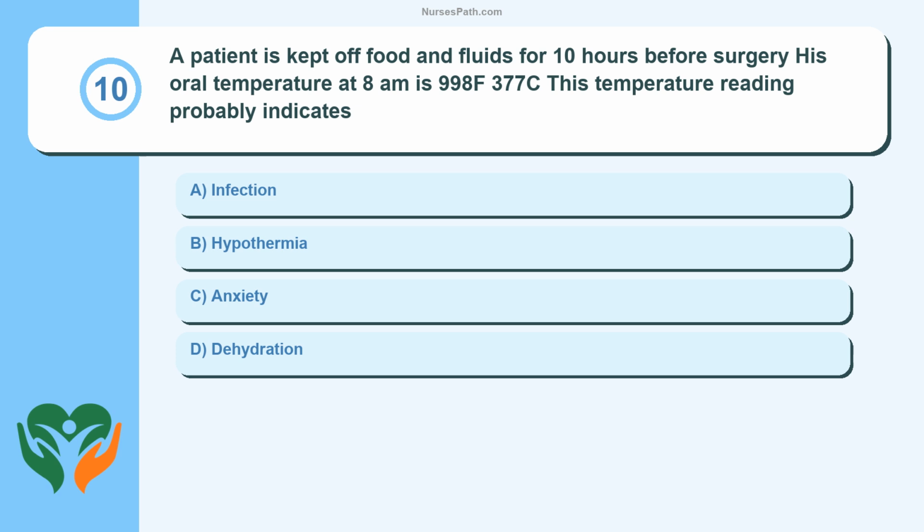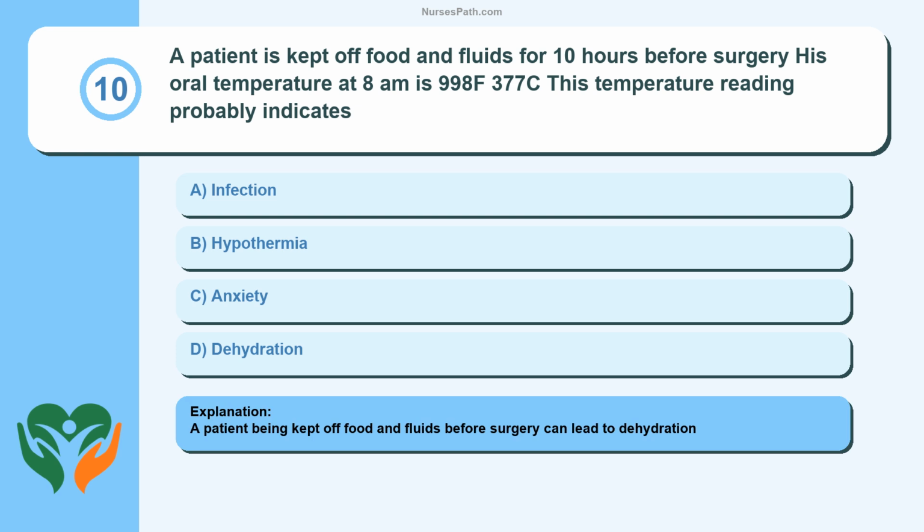Question 10. A patient is kept off food and fluids for 10 hours before surgery. His oral temperature at 8 a.m. is 99.8 F, 37.7 C. This temperature reading probably indicates infection, hypothermia, anxiety, or dehydration. A patient being kept off food and fluids before surgery can lead to dehydration.